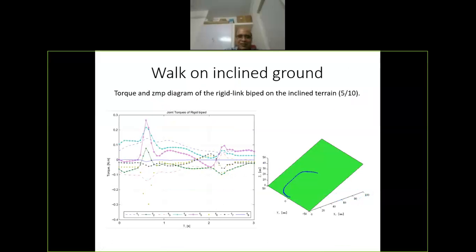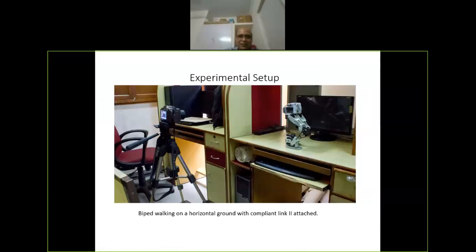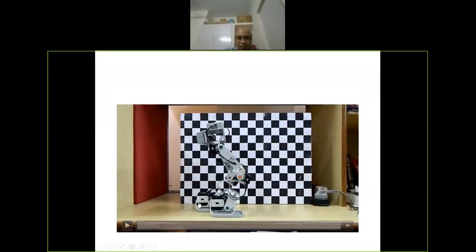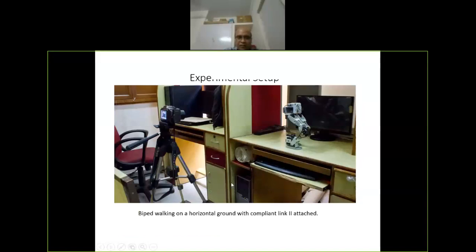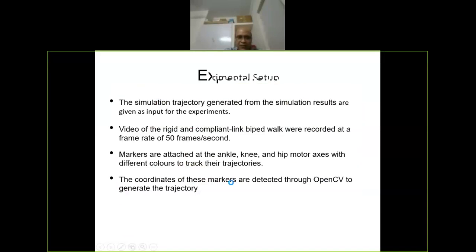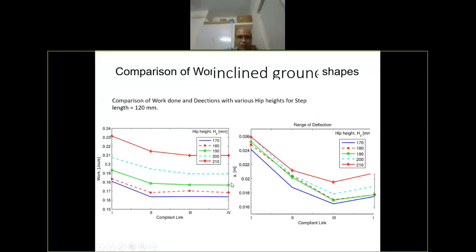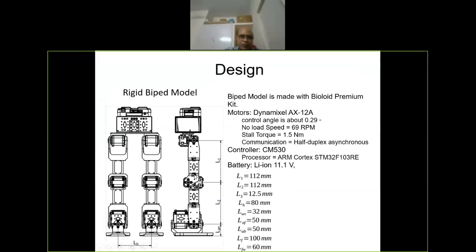So if you look at this video here, this is a robot which has, let me just explain this one. What we have basically done is this is a rigid link robot, a biped robot. The left side one is the front view. The right side one is the side view. So all the links are rigid.